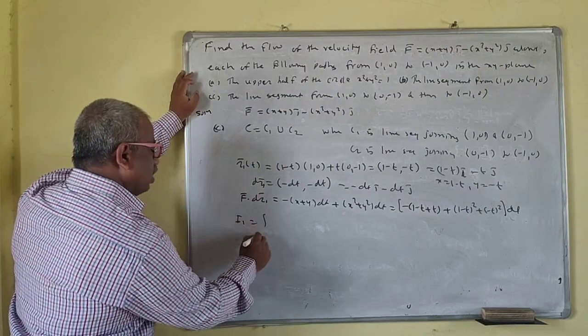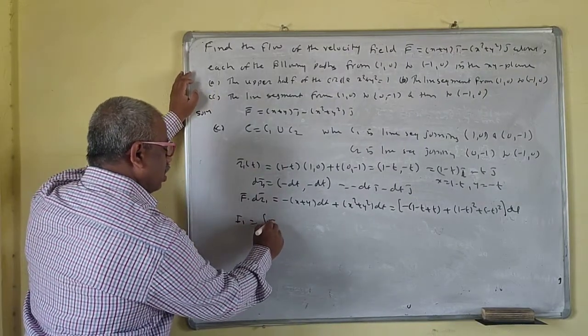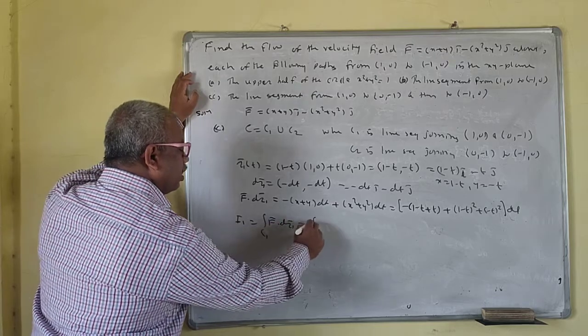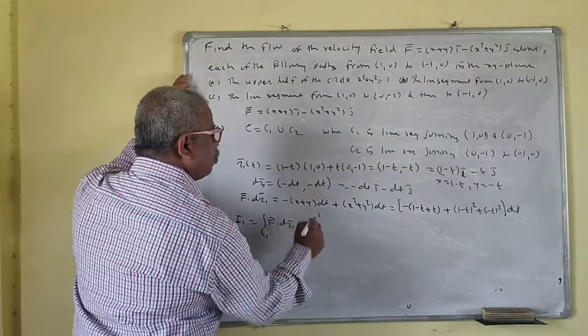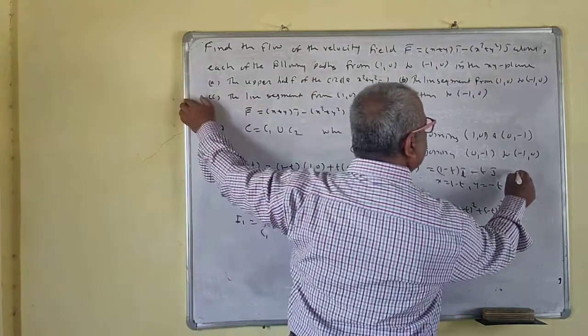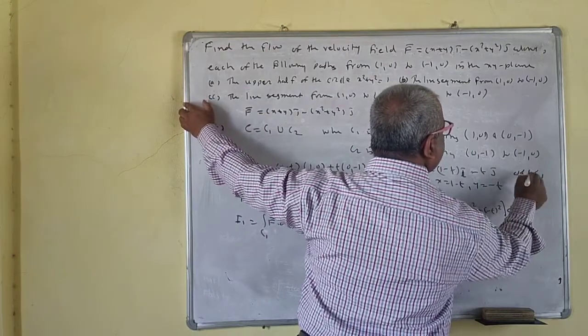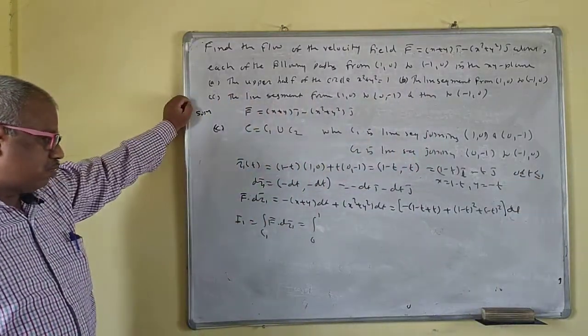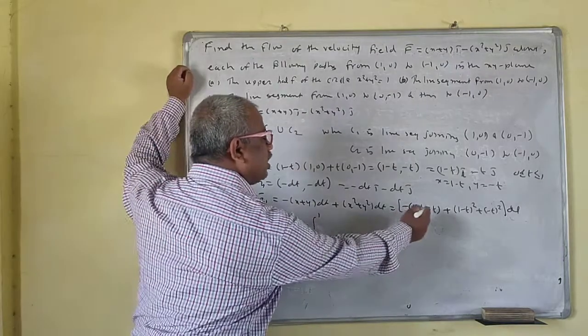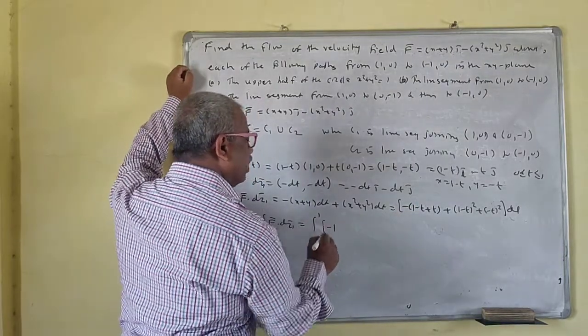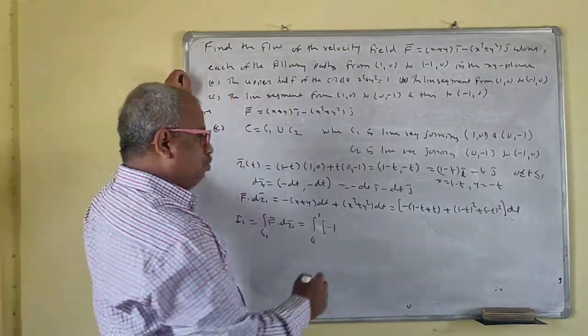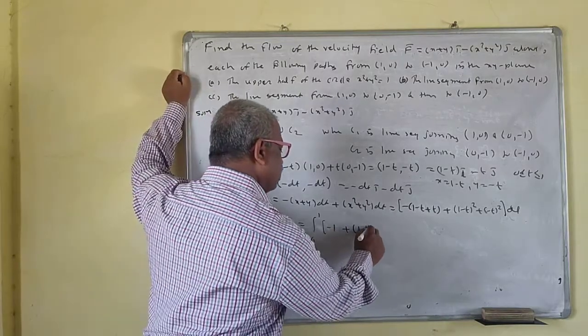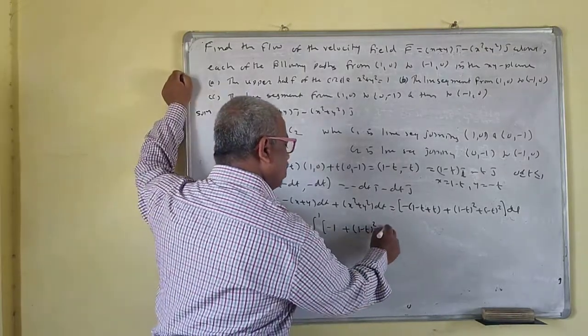Now we'll find I1. I1 is equal to the integration over C1 of f bar dot dr1 bar, limits are 0 to 1, no problem for this one. Okay, so 0 less than t less than 1. Line segment, your t is 0 to 1. Your t gets cancelled here. So this is minus 1. Plus you can integrate this 1 minus t square. So don't expand this, plus t square.